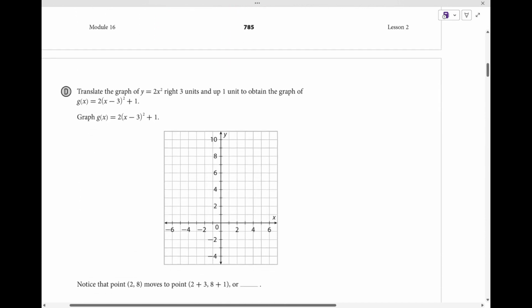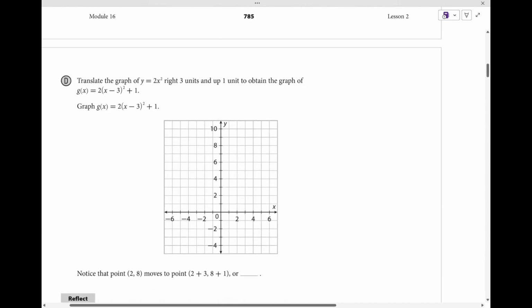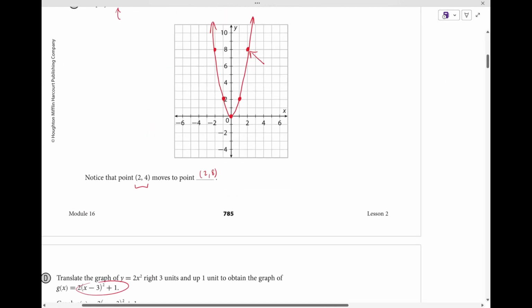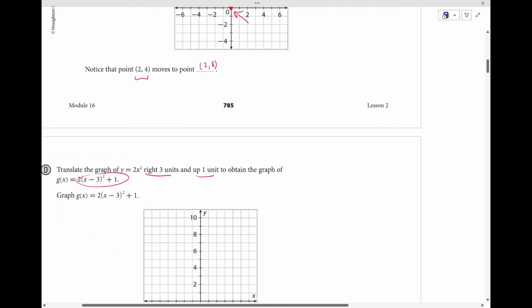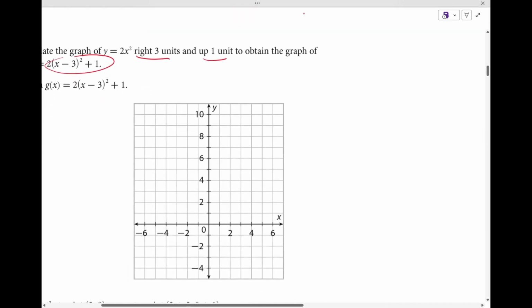Next step, we want to translate the graph to the right 3 units and up 1 unit to obtain this new graph. So I'm looking at my point (0, 0). I'm going to move it to the right 3 units, and up 1 unit. So from (0, 0), I go to the right 3, so 1, 2, 3, and up 1, and here we go.